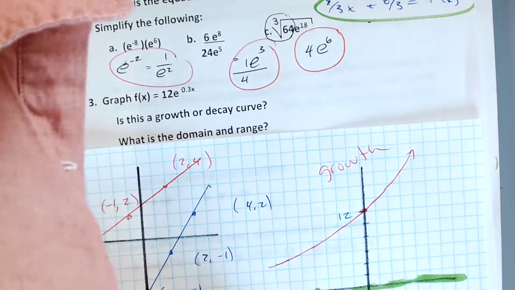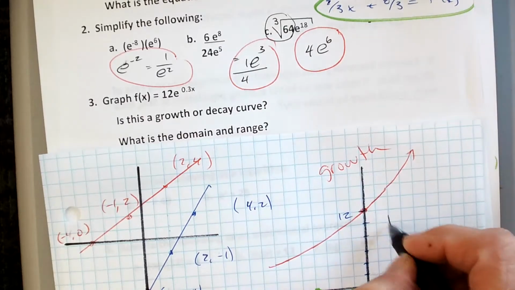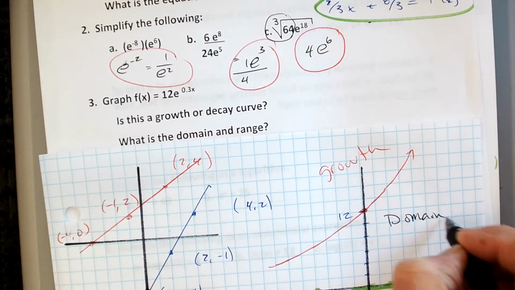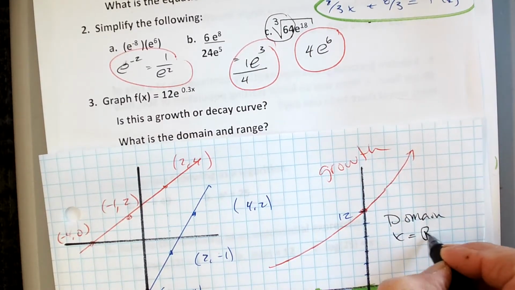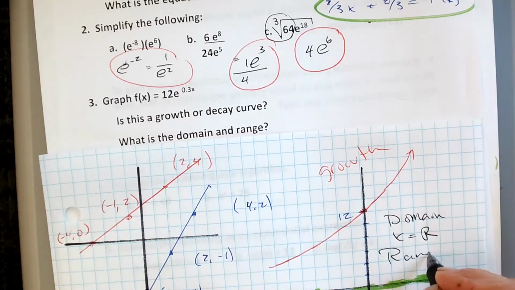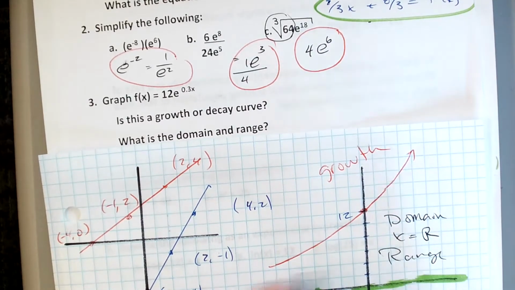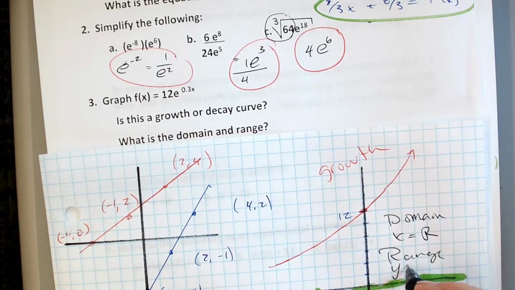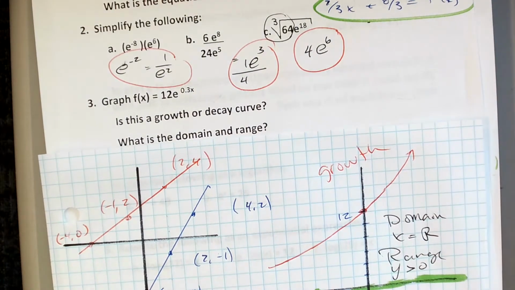The domain, well, that's easy. How wide is it? The domain is all real numbers. But the range, it will never touch 0. So the range is y is greater than 0. Okay, moving on. That's not too bad.